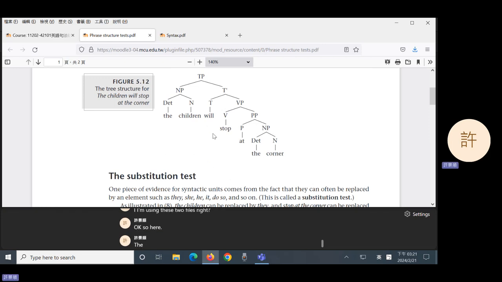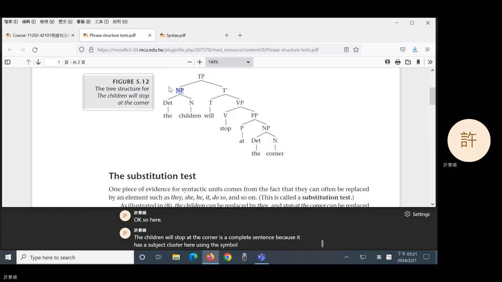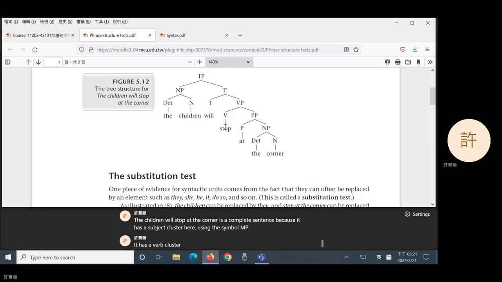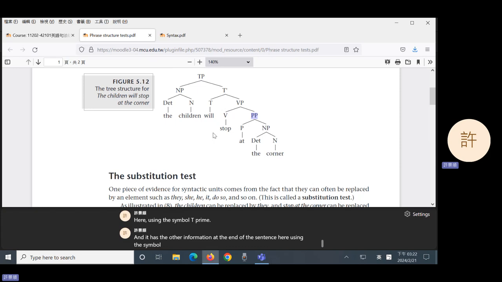The children will stop at the corner is a complete sentence because it has a subject cluster here using the symbol NP. It has a verb cluster here using the symbol T prime. And it has the other information at the end of the sentence here using the symbol PP.